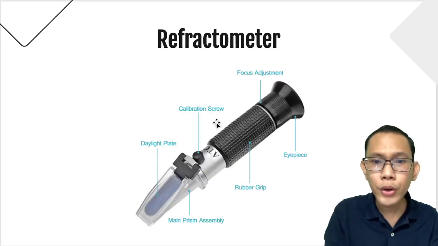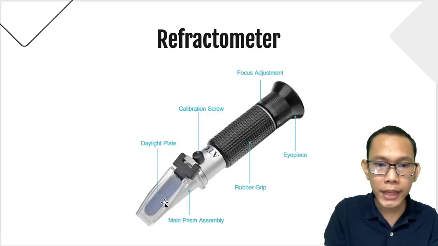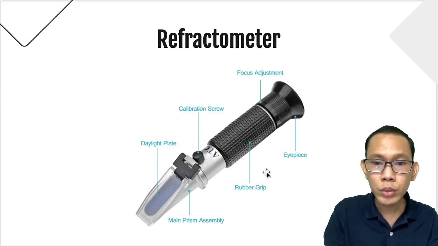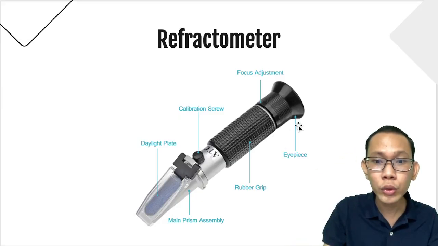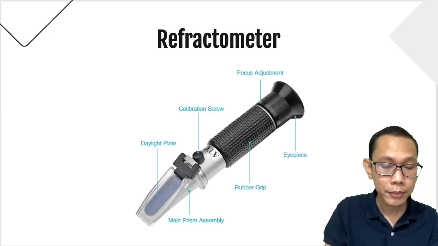Ayan, this is now your refractometer na device. These are the basic parts of your refractometer. Meron tayong daylight plate. Sa daylight plate, dito natin nilalagay yung ating urine sample. Then this will be your calibration screw. This will be your rubber grip. This will be your eyepiece. And this is your focus adjustment. Kasi you have to rotate that to clearly check yung calibration sa loob mamaya sa ating eyepiece.